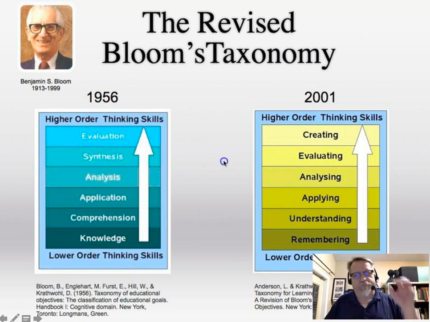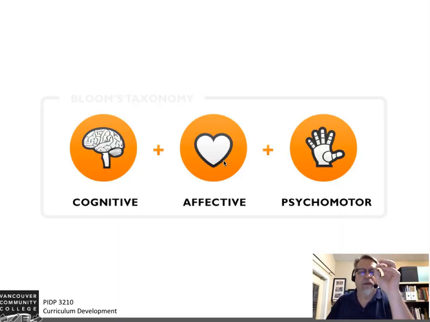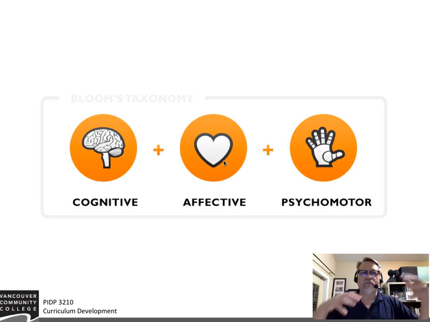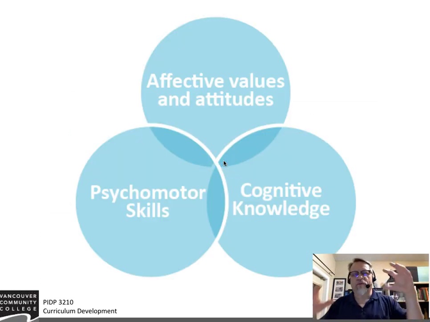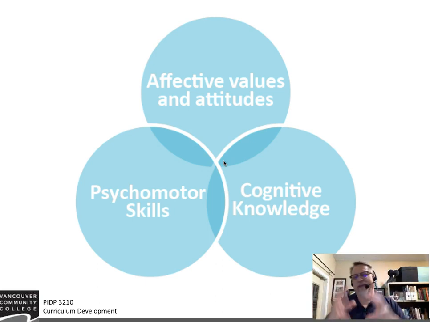And it's really important to understand that even though we focus primarily on the cognitive domain, Bloom really focused on all three domains working together: cognitive, the thinking skills; the affective domain, emotions, feelings; the psychomotor domain, procedural, physical, those types of components. So Bloom saw all three components working together, and in order to develop effective instructional design, you had to address those affective values and attitudes, the psychomotor skills, and the cognitive knowledge. So he really saw it as a balance.